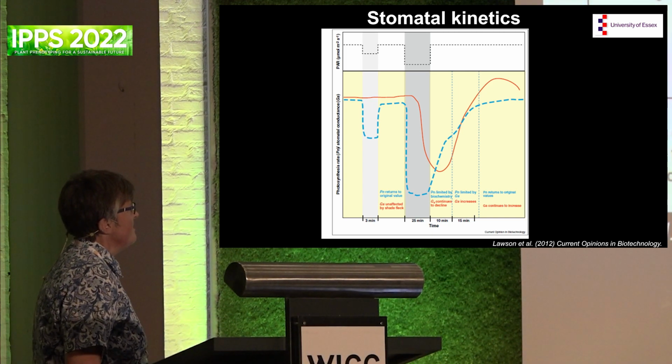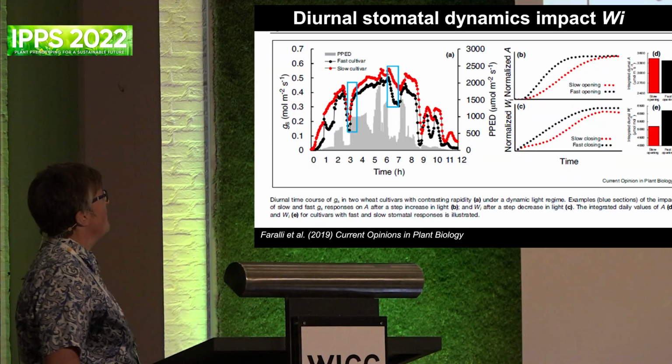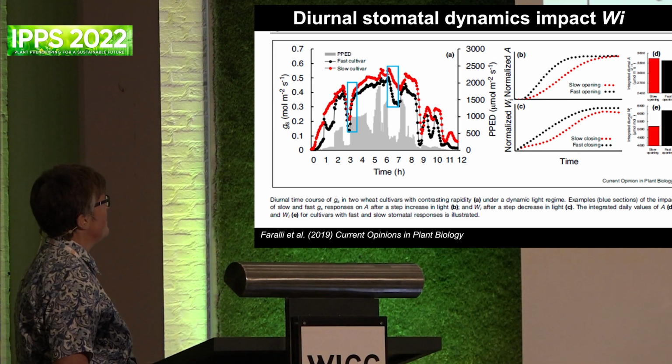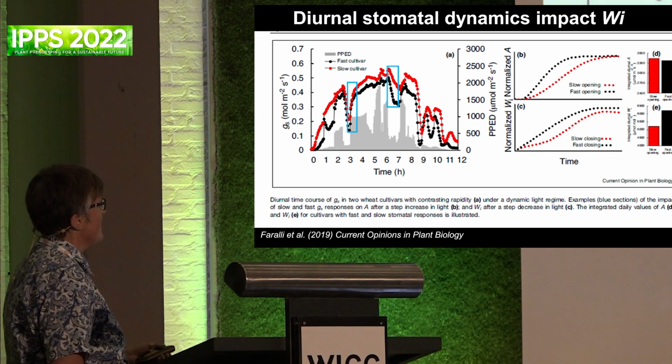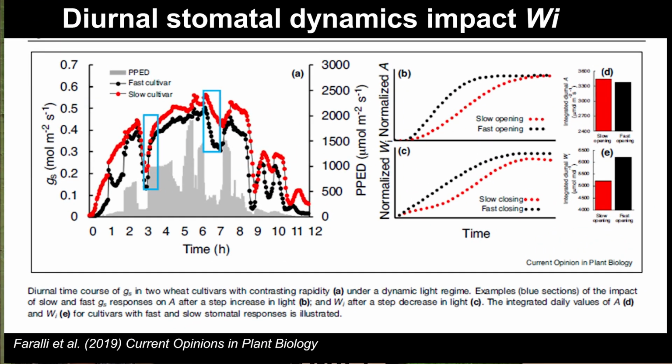We've been interested in this for a number of years, looking at how it affects the dynamic input into water use efficiency and photosynthesis. Over a diurnal day, you could have lots of different sun and shade flecks. This is a typical light pattern in a field, and stomata will respond to this as well as photosynthesis.